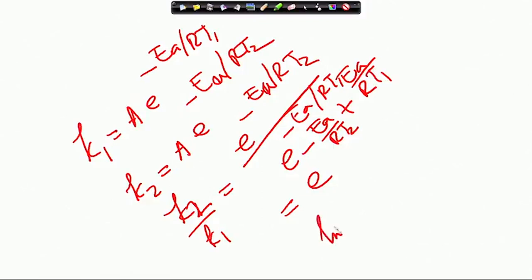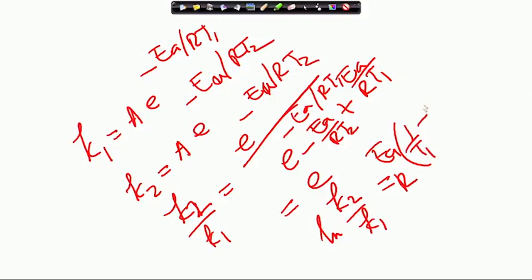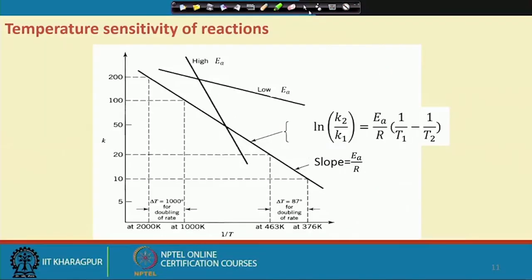Then if you take ln k2 by k1, this is equal to Ea by R, you can take common, times 1 by T1 minus 1 by T2, like this. We can easily write this equation, it is not very difficult. This is how this equation has come.